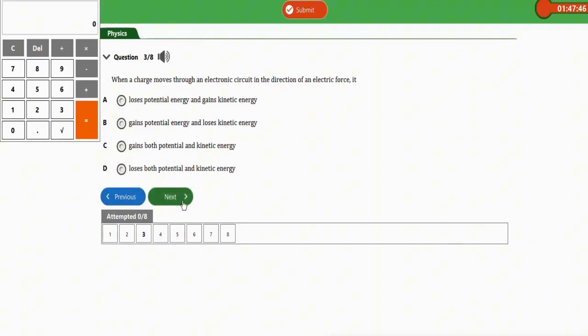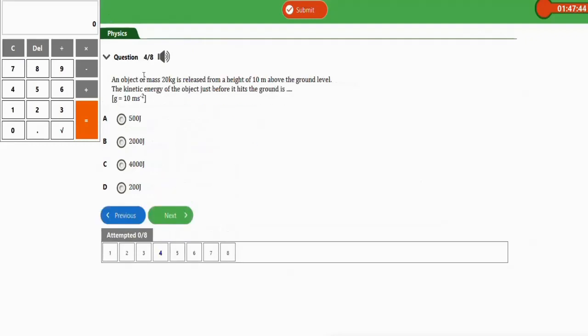Next repeated question. It says an object of mass 20 kg is released from a height of 10 meters above the ground level. The kinetic energy of the object just before it hits the ground is what? So from the first question we solved, the kinetic energy of the object just before it hits the ground will be equal to the potential energy, mgh.